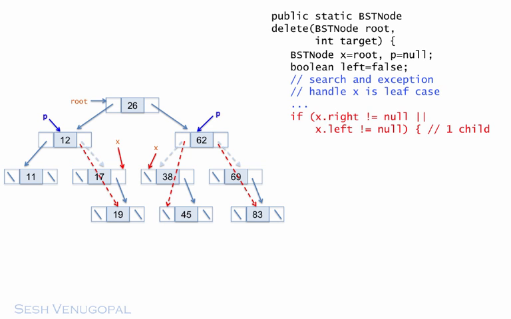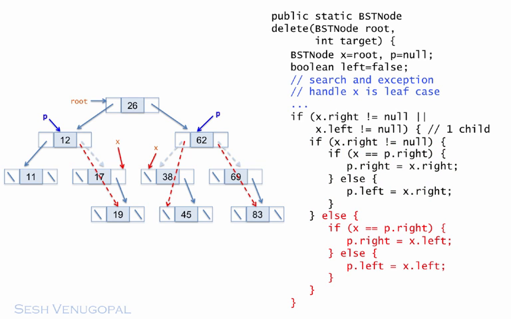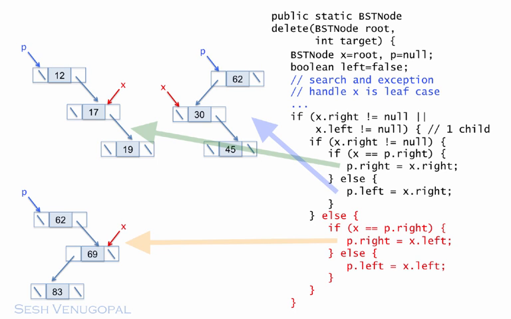2 of these possibilities are illustrated in the example. 17 and 38 each have a right child, but 17 is its parent's right child, while 38 is its parent's left child. The other single child node, 69, falls in the same pattern as 17. We can write the code for these 2 possibilities, grouping them under the condition that x.right is not null. And I'm sure you figured out by now that we can write symmetric code for the other 2 possibilities, grouped under the else part for when x.right is null, which means x.left is not null. To summarize, all 4 possibilities are illustrated in these examples.